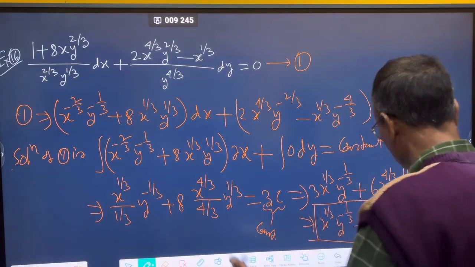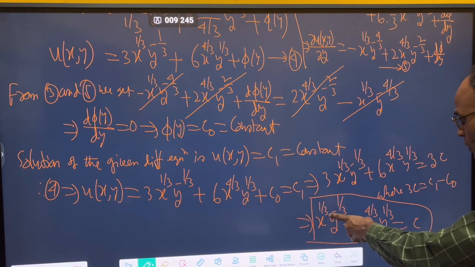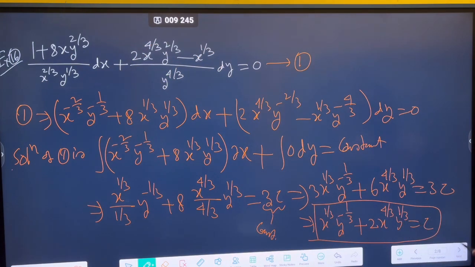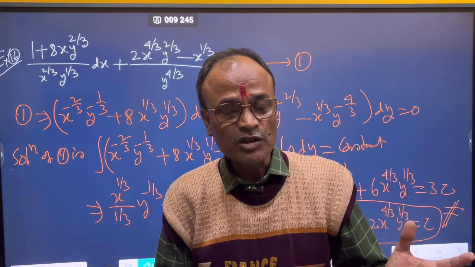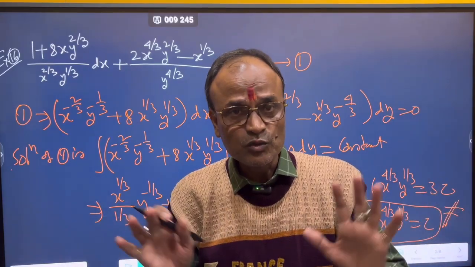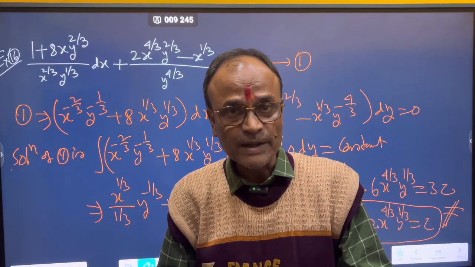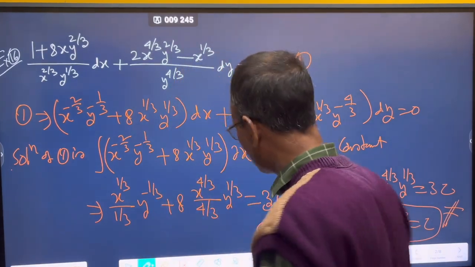Previously also, we got x to the power 1 by 3 y to the power minus 1 by 3 plus twice x to the power 4 by 3 y to the power 1 by 3. This is the solution of the differential equation. So far, we have solved this differential equation by two methods. Let us try to solve this equation by method 3, which is the grouping method.